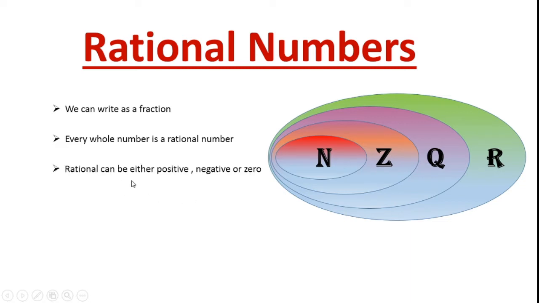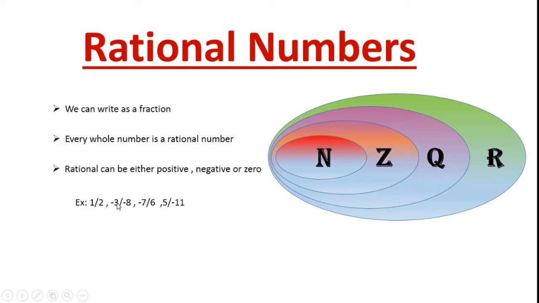A rational number can be either positive, negative or zero. We can say that a rational number is positive if both numerator and denominator are of the same sign. It's called a positive rational. See the example. See the first one, 1 by 2. The numerator is positive, the denominator is also positive. So both have the same sign, so it is a positive rational.